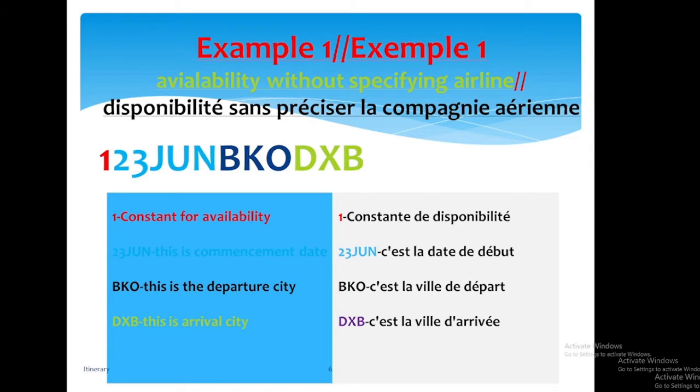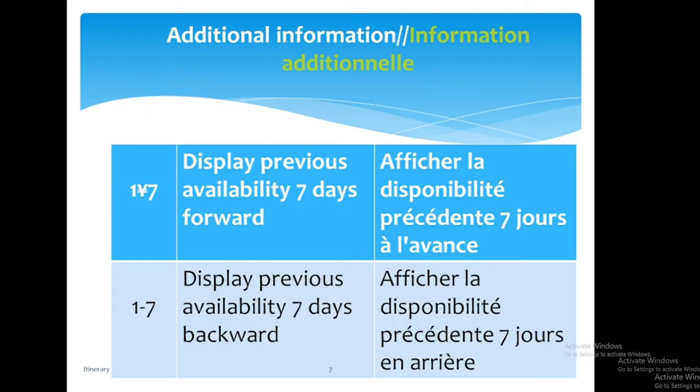Now, like I said before, you can do your availability without adding the airline. So this is the format of adding availability without the airline. Alright, when you display your availability, you may want to check for the next day. Checking for the next day is 1 Cross of Lorraine 1, but this time I'm checking for 7 days, so I put 1 Cross of Lorraine 7.